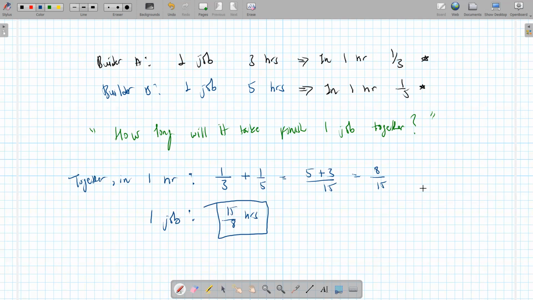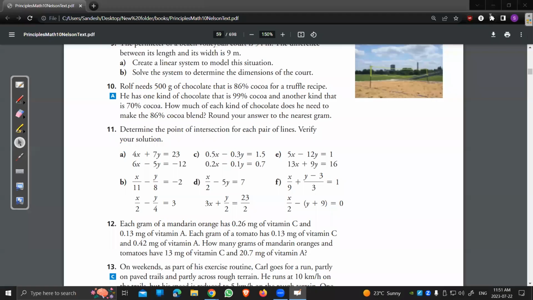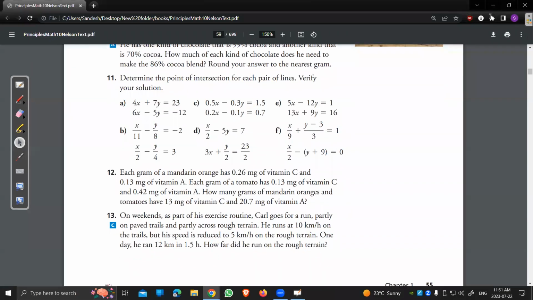Simply flip it, or in other words, you do one job divided by the job per hour, and that'll give you 15 over 8. And that's the final answer for this question. Cool? So this is a very tricky question that you can see sometimes. It's useful in real life as well, I guess.